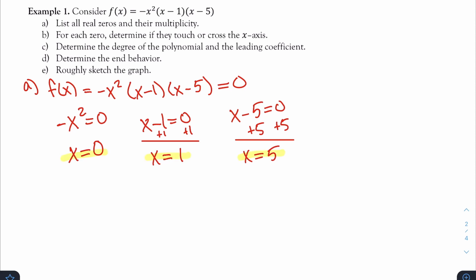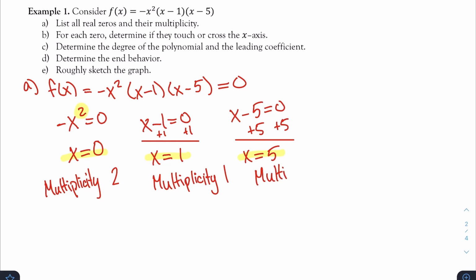But what's their multiplicity? Well, to figure out their multiplicity, I just have to look at, from the factor that they came from, what was the power of that factor. So for x equal to 0, the first zero, I had x squared. This tells me that my multiplicity was 2. For x equal to 1, I just had x minus 1 to the 1 power, telling me I have multiplicity 1. And for x equal to 5, x minus 5 was a power of 1, telling me I had a multiplicity of 1.